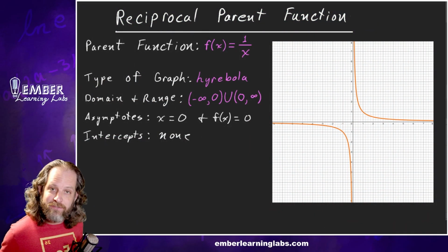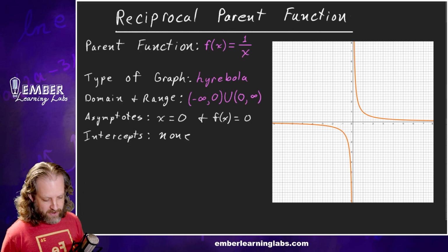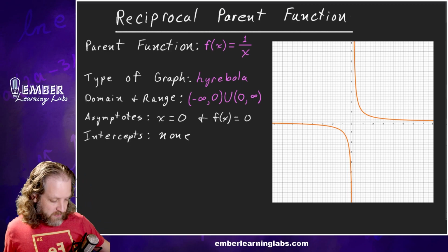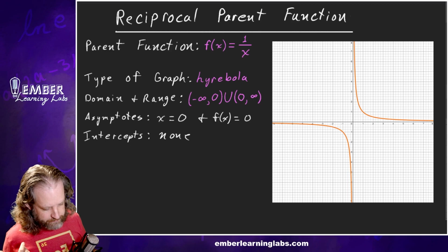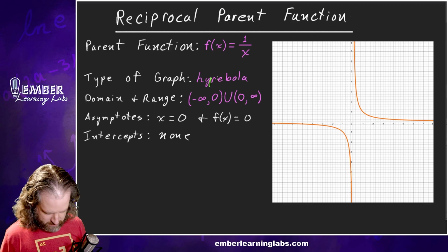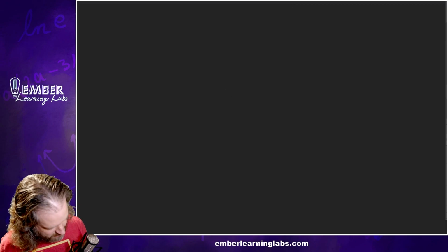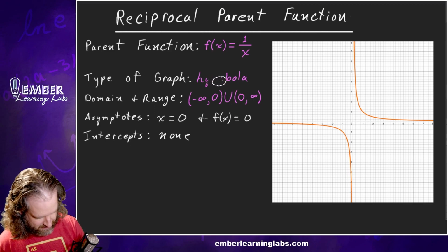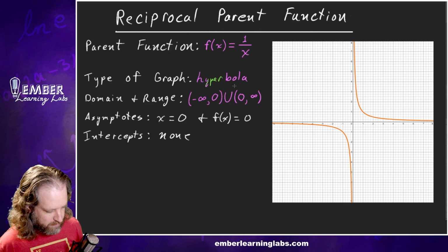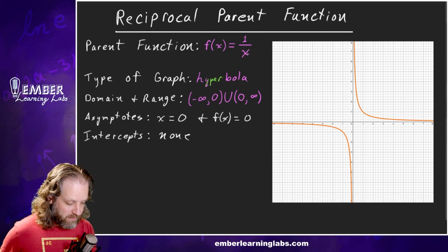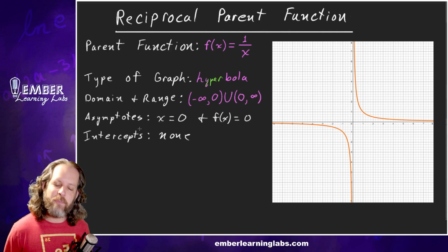So the reciprocal parent function looks like this. A lot of this stuff is the same, like we've seen these same sorts of patterns. Hyperbola. Okay, so the parent function looks like this: f of x equals 1 over x. The shape is called a hyperbola.